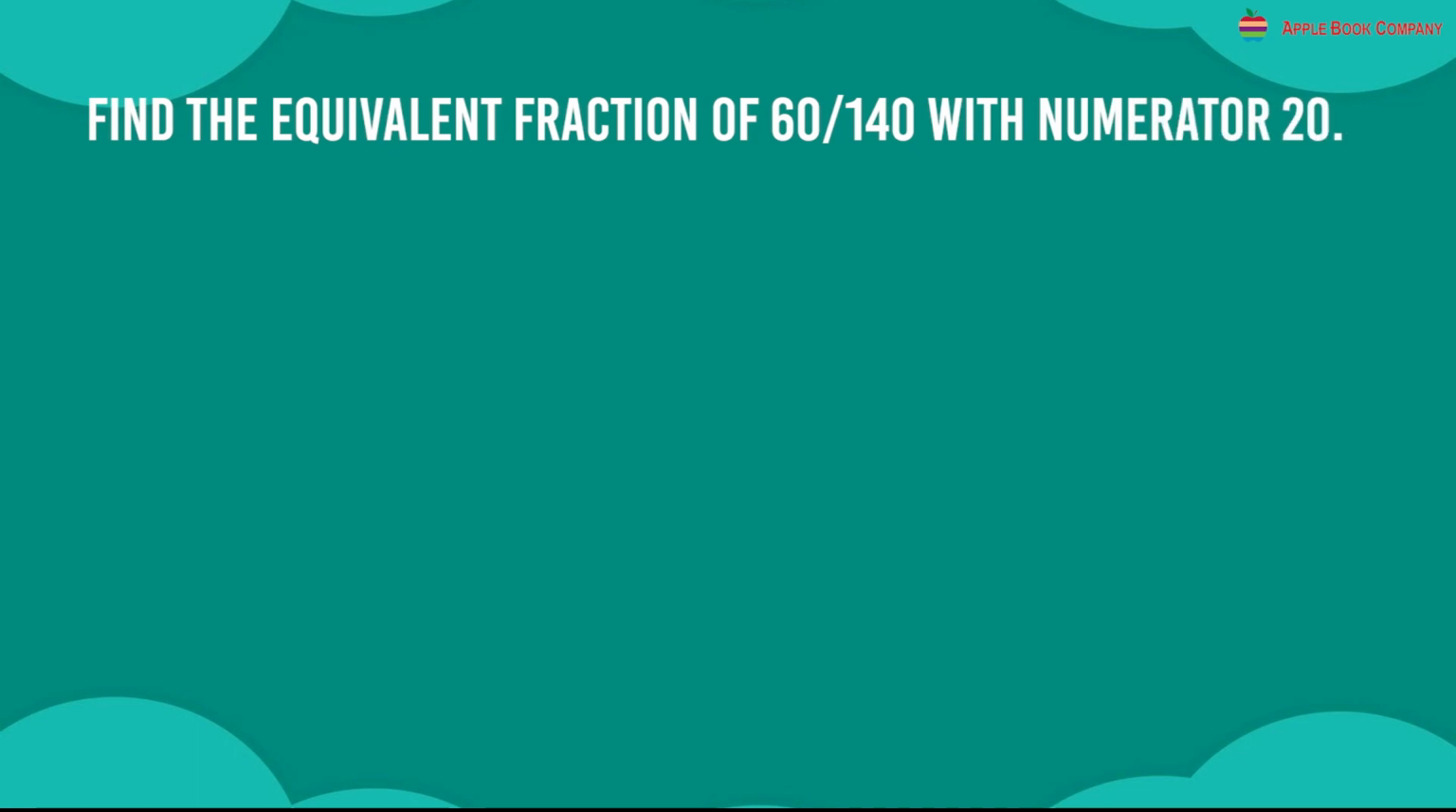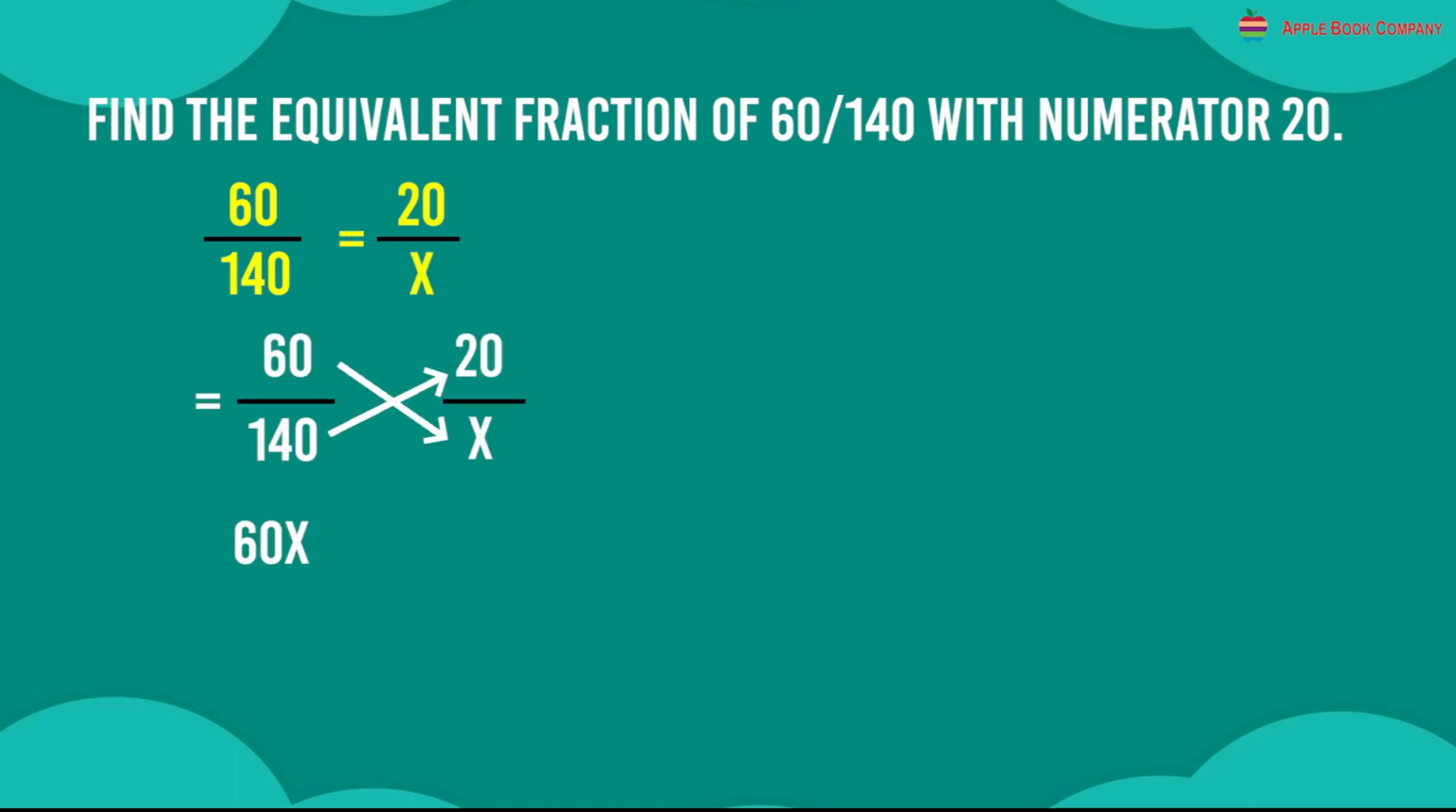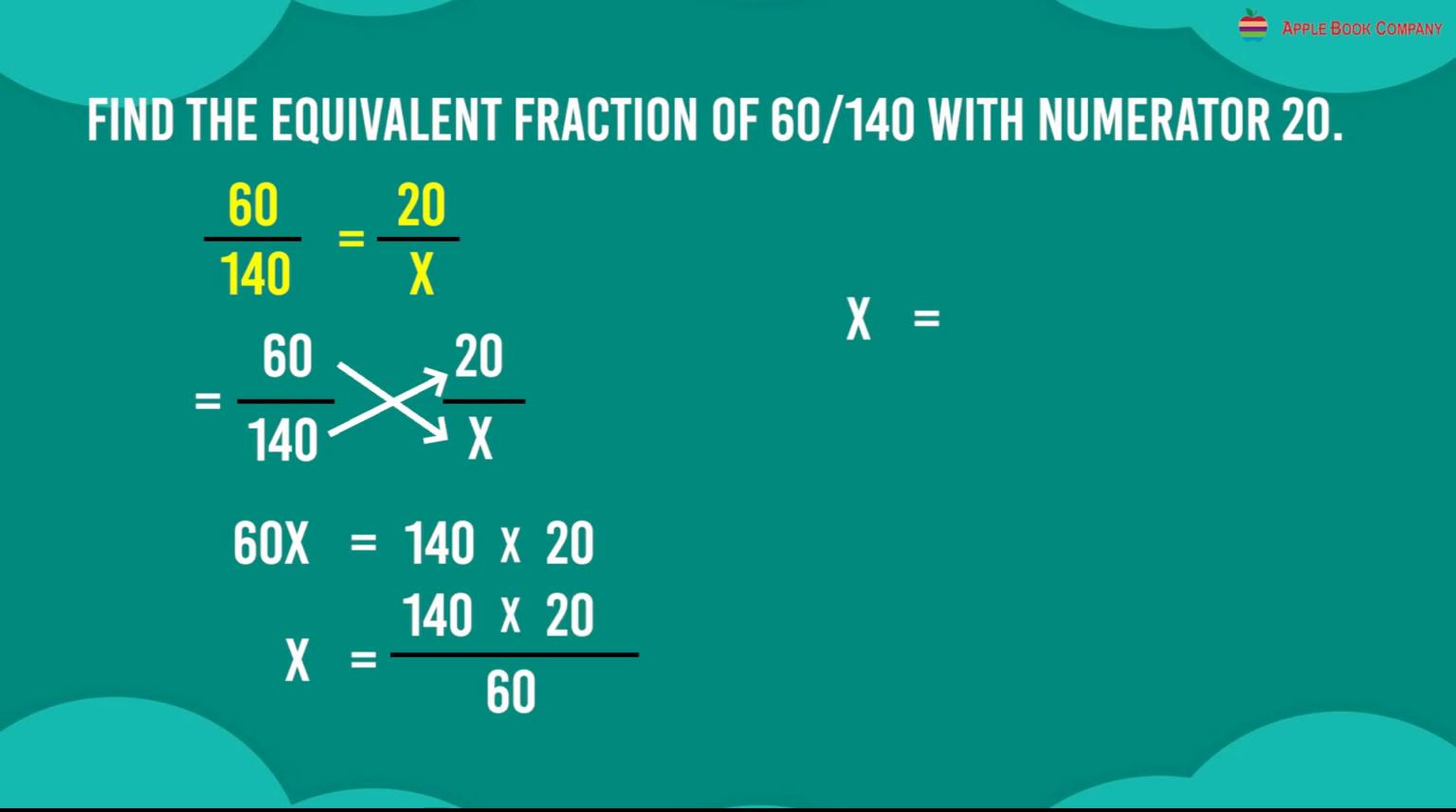Find an equivalent fraction of 60 by 140 with numerator 20. This can be written as 60 by 140 is equal to 20 by x. Hence 60 multiplied by x is equal to 140 into 20. X will be 140 into 20 divided by 60. Therefore, the equivalent number is 70. Therefore, the equivalent fraction is 20 by 70.